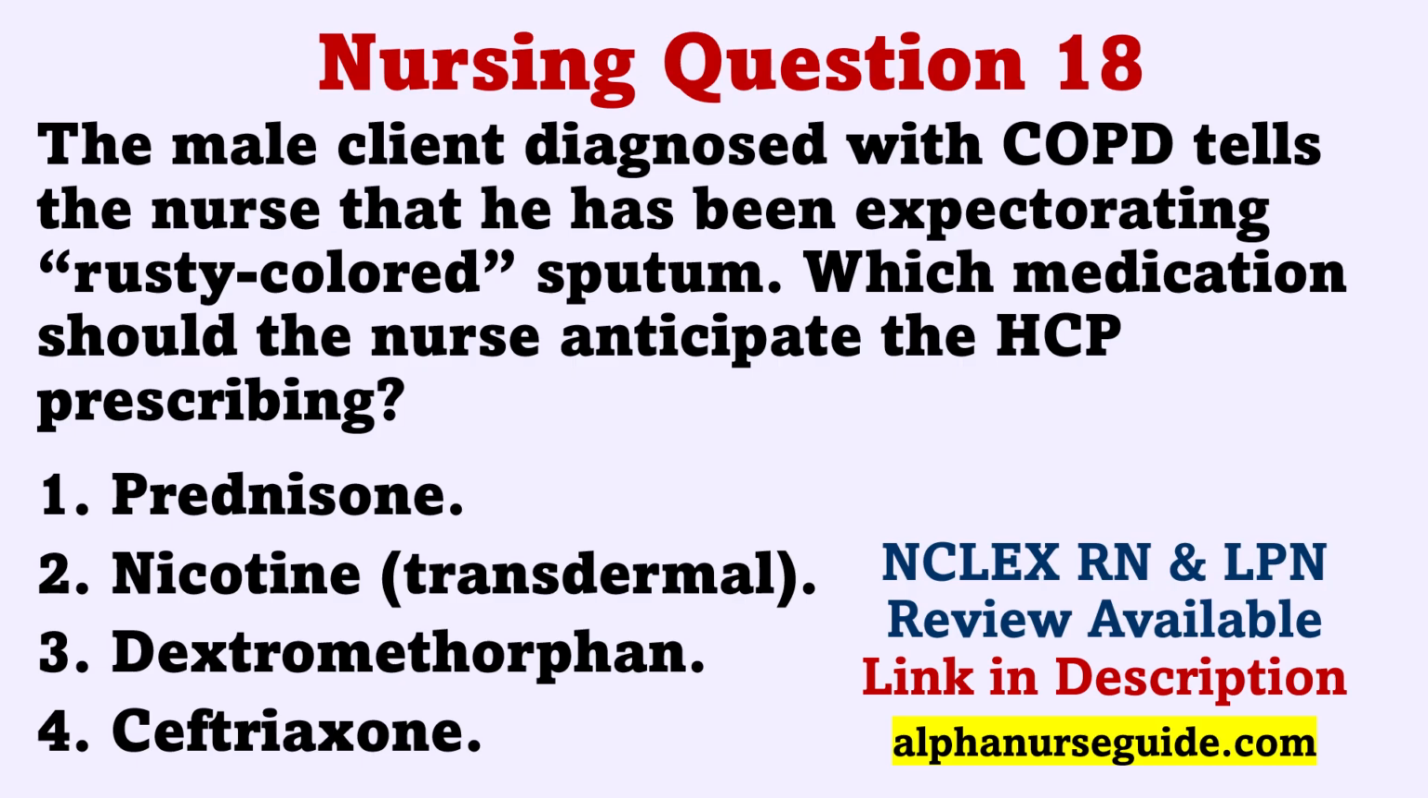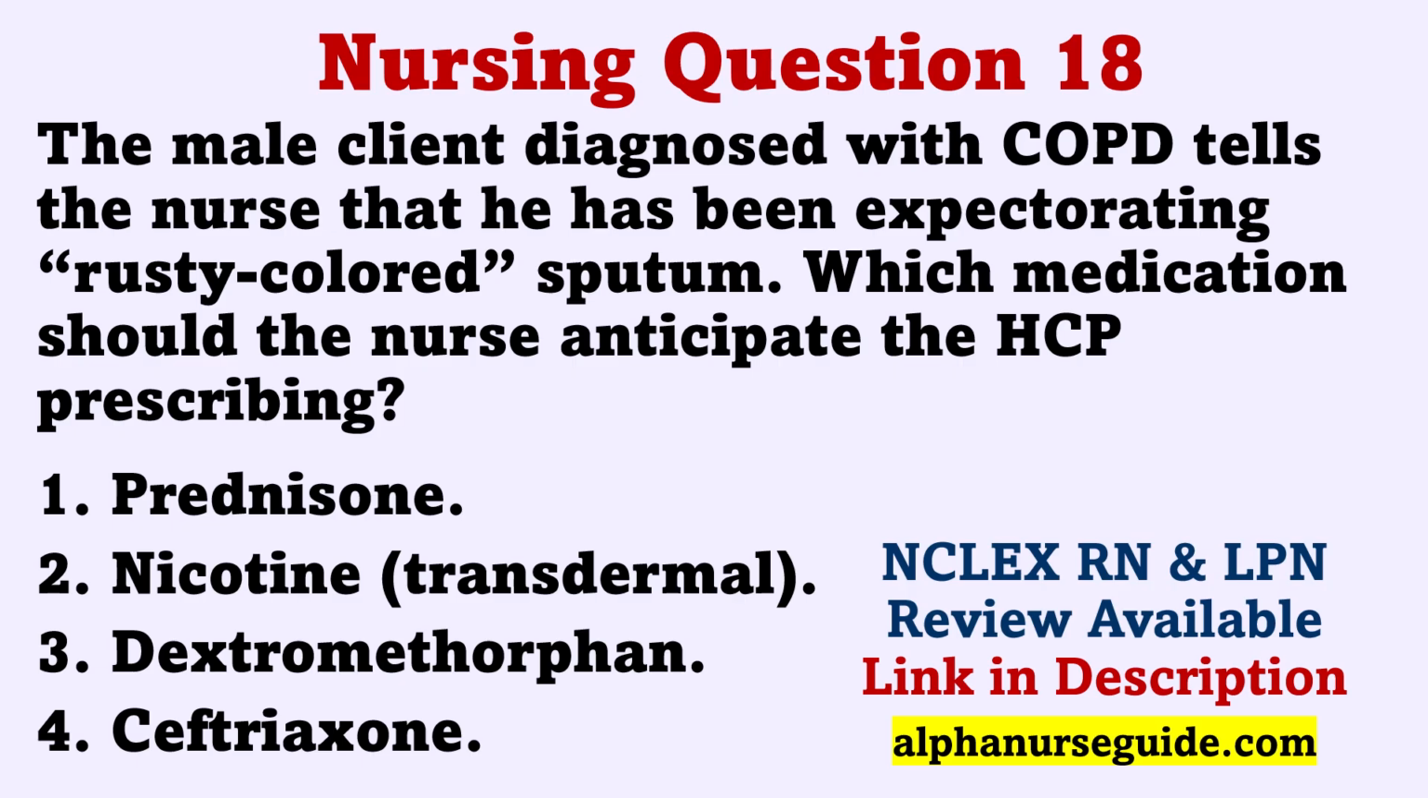The correct answer is 4. Ceftriaxone. Ceftriaxone is an antibiotic. The client's rusty-colored sputum indicates an infection, and an antibiotic should be ordered. Rocephin is a broad-spectrum antibiotic. Prednisone is a glucocorticoid. Clients diagnosed with COPD are commonly prescribed a steroid medication to decrease inflammation in the lungs. This client should already be taking this or a similar medication.